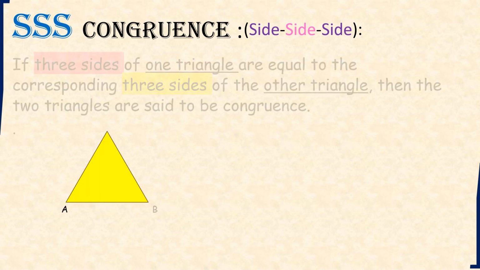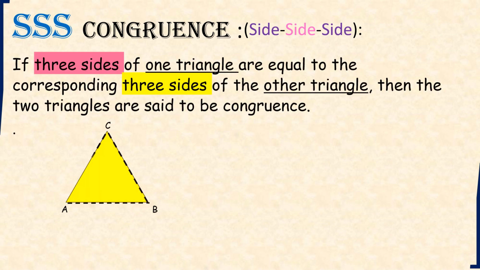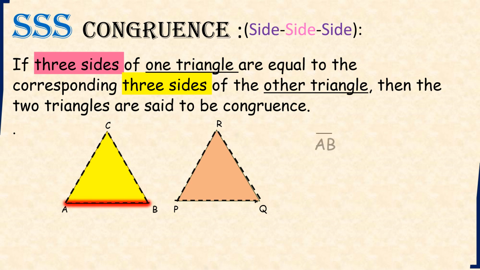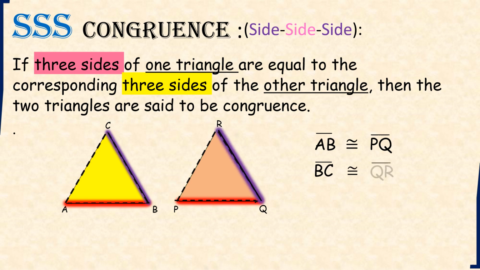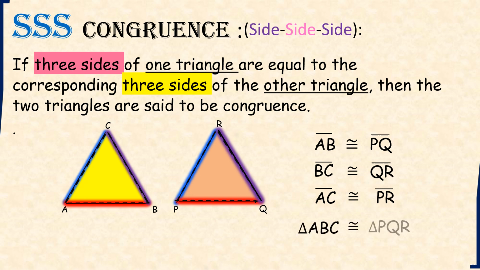Side side side congruence. If three sides of one triangle are equal to the corresponding three sides of the other triangle, then the two triangles are said to be congruent. Here, side AB is congruent to side PQ, side BC is congruent to side QR, and side AC is congruent to side PR. Then, the triangle ABC is congruent to triangle PQR.